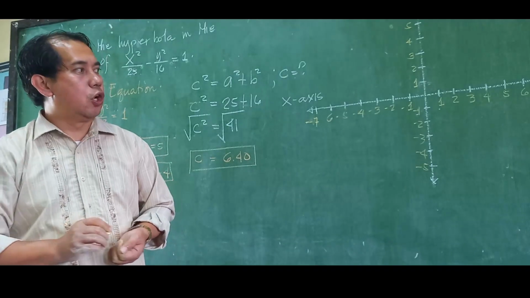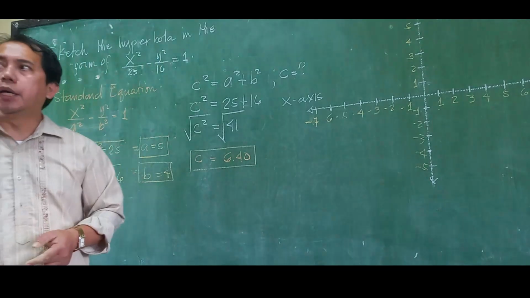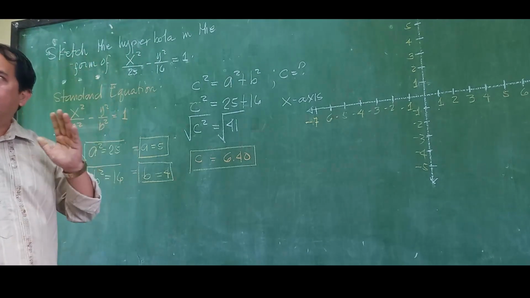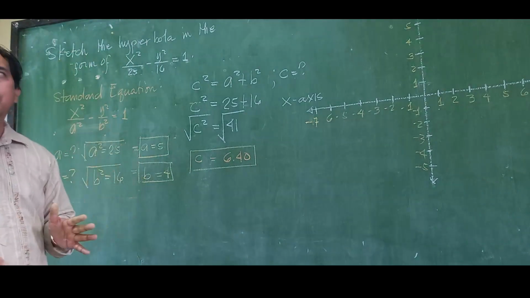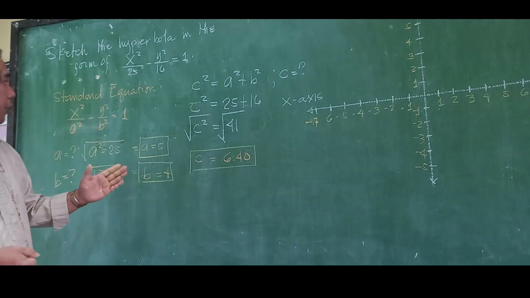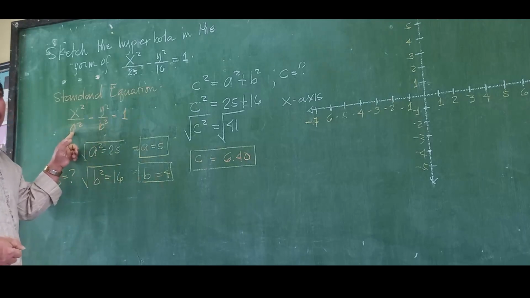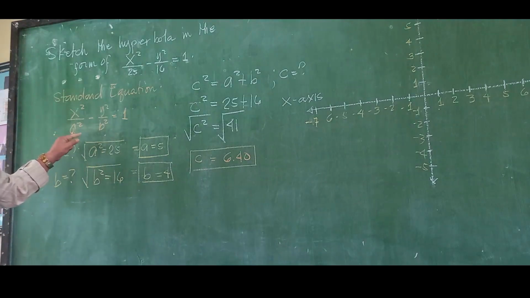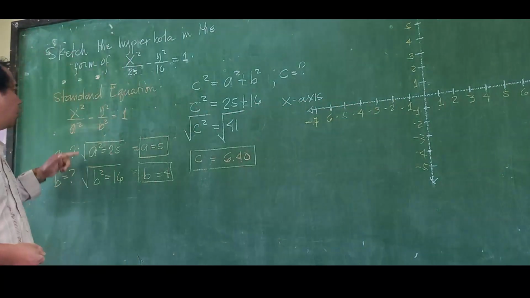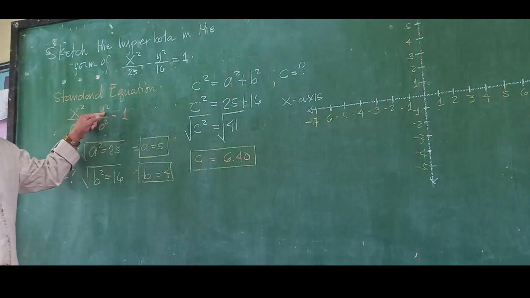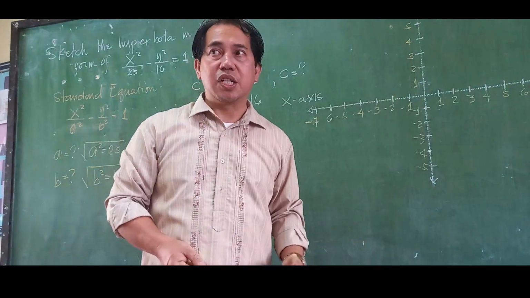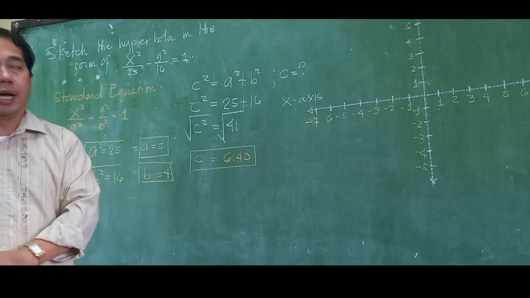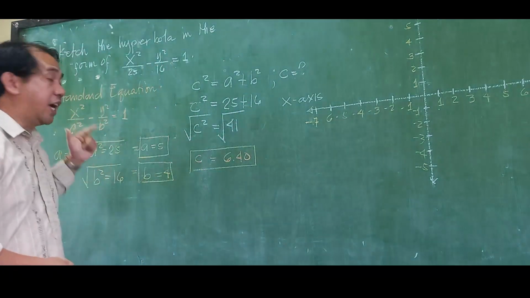Okay, so as you can see, to make a sketch, whatever the denominator of the x variable, it will always be under this one. If your A is under your x variable, this A is along the x-axis. If your A is under y, your A must be along the y-axis. But what we have in here is the horizontal hyperbola, and so it will follow the x-axis.